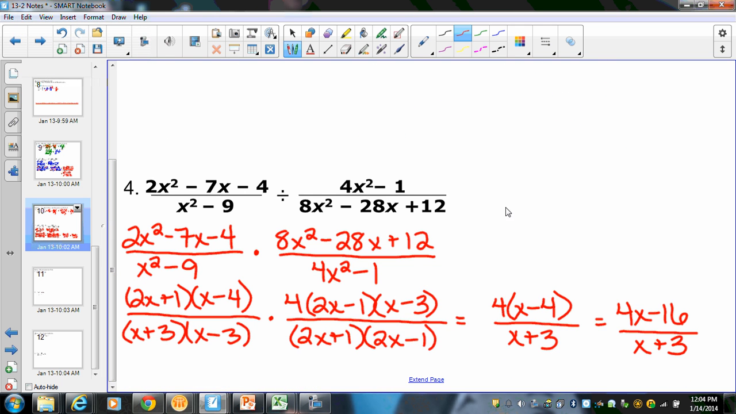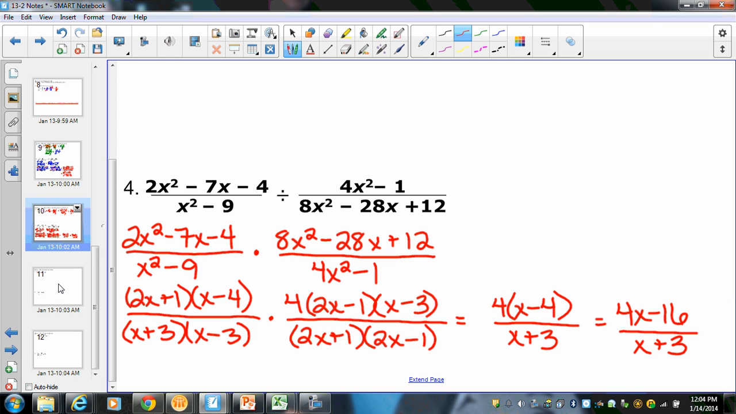On number 4, I took the reciprocal of the second expression, and then I factored everything. Notice there's a lot of common factors here, and the only things left that weren't common anywhere were 4 times x minus 4 in the numerator and x plus 3 in the denominator. So that leaves us with 4x minus 16 over x plus 3.